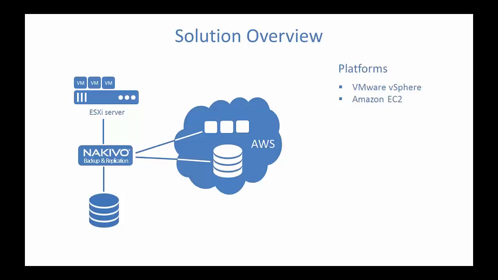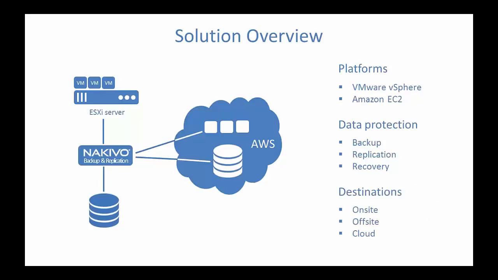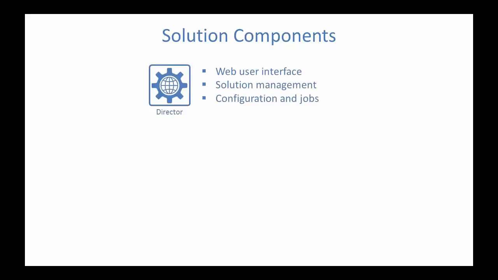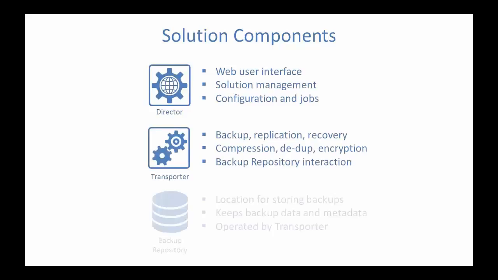Supported platforms are VMware vSphere since 4.1 till 6.0 and AWS EC2. This includes all Amazon regions. The data protection is backup, replication, and recovery, and possible backup destinations are on-site, off-site, or in the cloud. So, we have 3 main solution components. These are Director, Transporter, and Backup Repository.